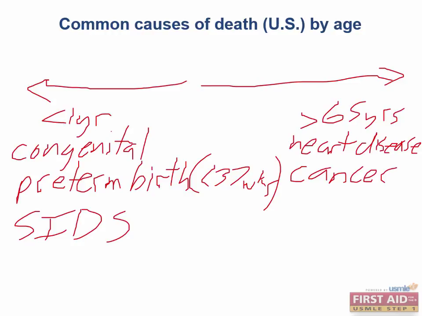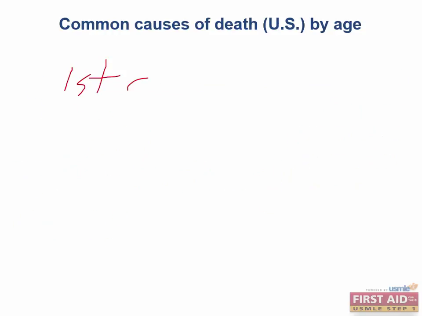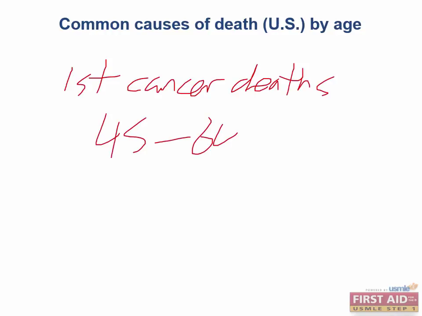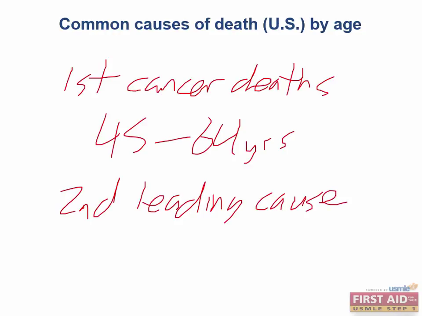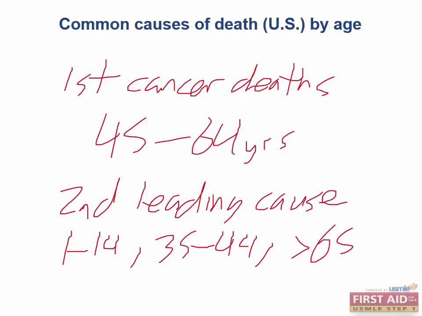Now, cancer shows up a few times in the chart in your book, so let's talk about it some more. So who comes in first place for cancer deaths? Well, that is the age group of 45 to 64 years old. Okay, so who else gets cancer? Well, this is the second leading cause of death for people in a couple of different groups. You have 1 to 14, 35 to 44, and lastly, as we just discussed, over 65 years old.